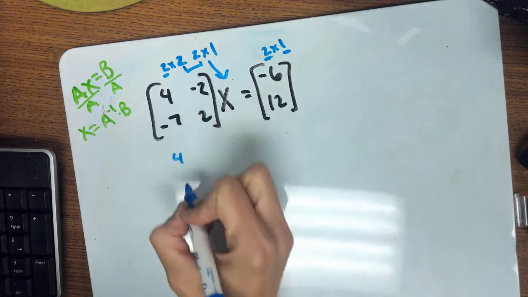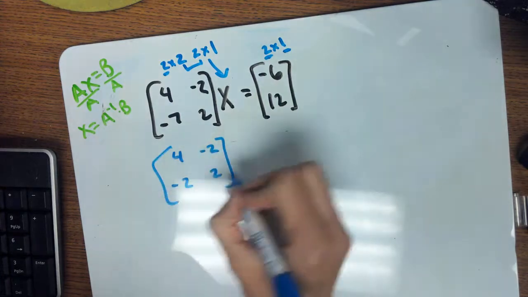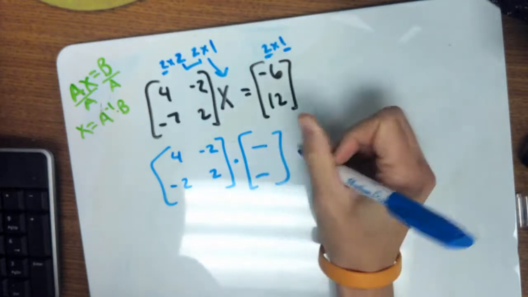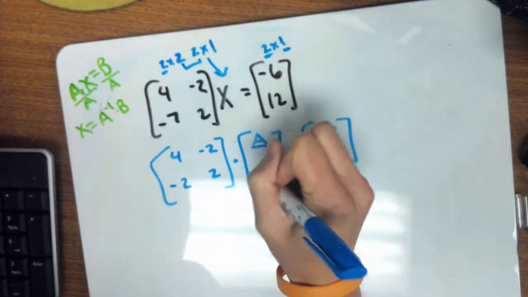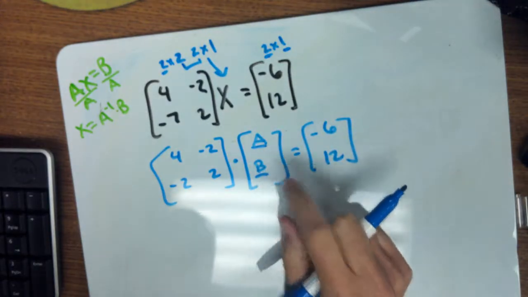So what we can do is we can set this guy, and I know I'm multiplying it by a 2 by 1 matrix, and we're going to get -6 and 12. I'm going to put A and B here because we don't know what those elements are. They could be the same, they could be different, so we have to put two different letters.